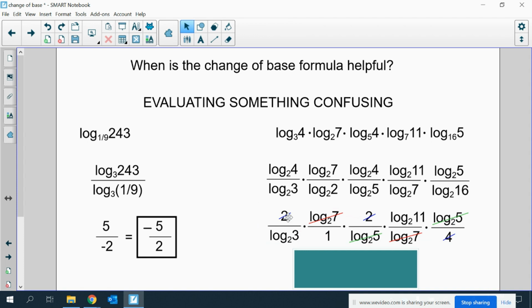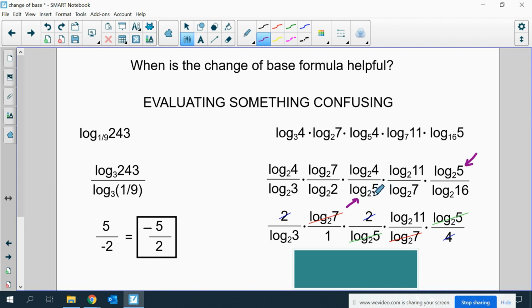Log base 2 of 4 is 2. Log base 2 of 2 is 1. Log base 2 of 4 is 2. Log base 2 of 16 is 4. So 2 times 2 divided by 4, all of those cancel. I also notice that I had a log base 2 of 5 in both the top and the bottom after I rewrite them with the change of base formula.